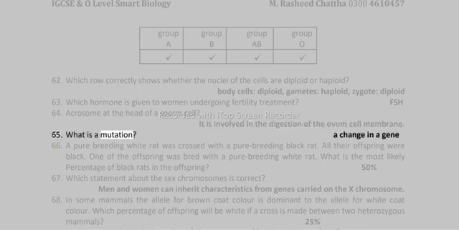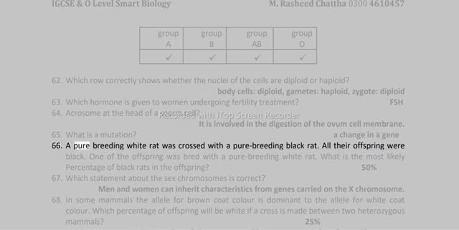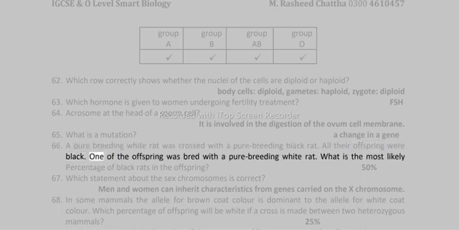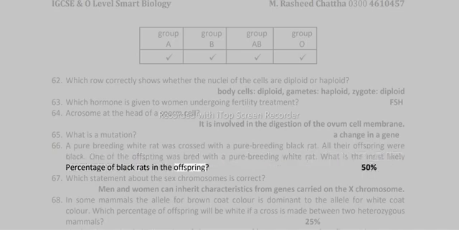65. What is a mutation? A change in a gene. 66. A pure-breeding white rat was crossed with a pure-breeding black rat. All their offspring were black. One of the offspring was bred with a pure-breeding white rat. What is the most likely percentage of black rats in the offspring? 50%. 67. Which statement about the sex chromosomes is correct?